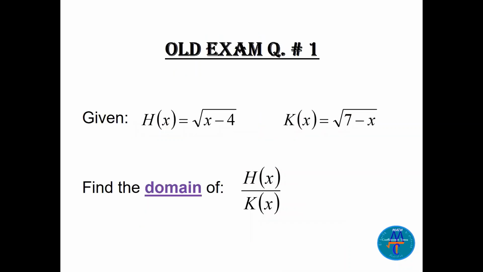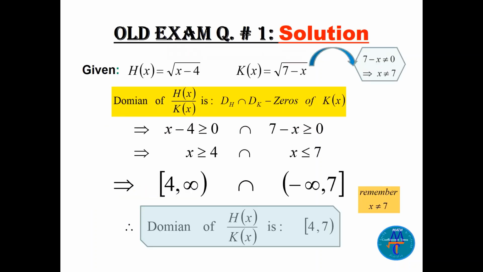Now, question number 1. We have two functions, h of x equals the square root of x minus 4, and k of x is equal to the square root of 7 minus x. We need the domain of the division h of x divided by k of x. The domain, as you know, is the intersection between the two domains. So we take the domain of the first one, the square root of x minus 4: the radicand must be greater than or equal to 0, so x is greater than or equal to 4.